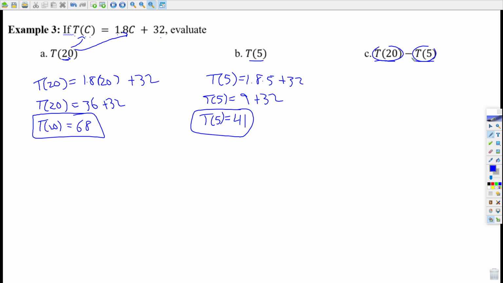But luckily we don't have to do all that work, because if we look at A and B, look what we already found. We know what T of 20 is. It's down here. It's 68. So I'm just going to substitute the entire thing with the number 68. Right? Because down here it says T of 20 is 68. So replace that with 68. Minus, what's T of 5? Well, that was right here. That's 41. If we did not already have these evaluated, we'd have to do each one individually and then subtract. This actually makes it pretty easy. And so that would be 27 when you subtract. And that would be your final answer.